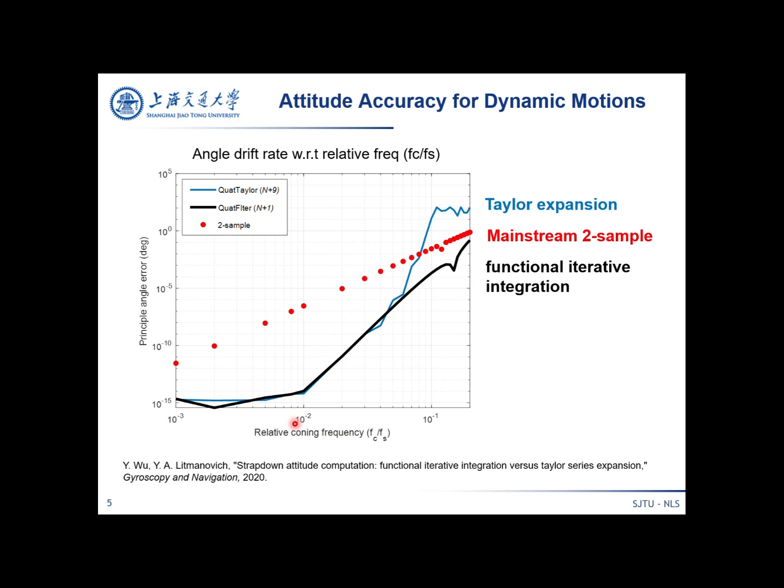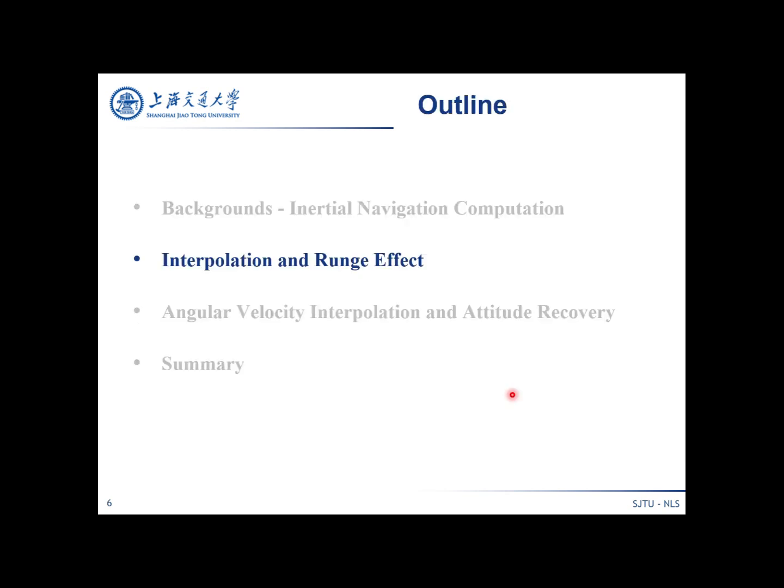The attitude error quickly goes up along with the increased motion dynamics. The Taylor expansion method numerically fails when the relative coning frequency approaches 0.1. We were sure that under dynamic motion scenarios, it is the so-called range effect that hinders further accuracy improvement.